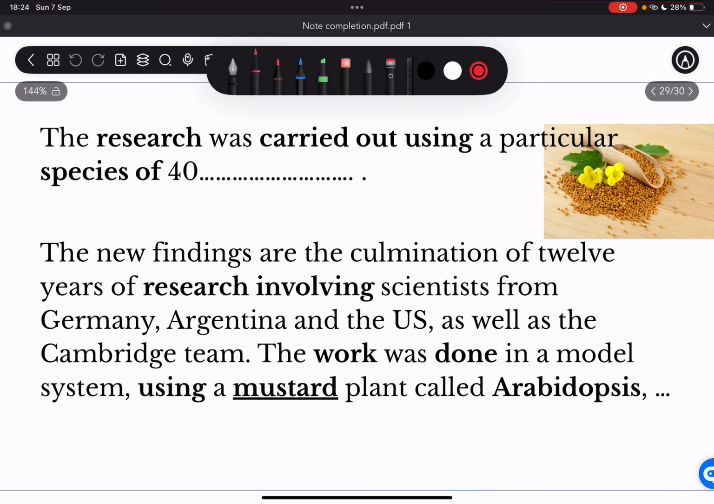Okay, and the last one, the research was carried out using a particular species of this picture. Okay, I just put the picture there, but you won't have that picture there, right? So here in the text we've got research involving and the work done, carried out using mustard plant called Arabidopsis. So we don't say Arabidopsis because we need a species of what? Of mustard. That's the answer.